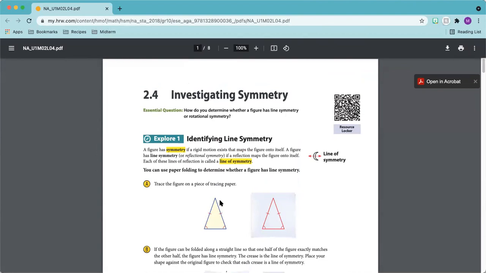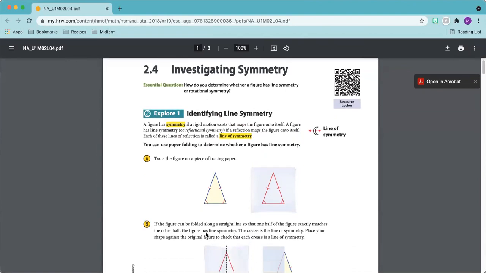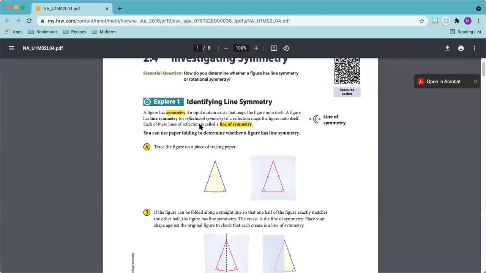All right, so investigating symmetry. We all know what symmetry is. If I take something and I fold it over itself, it matches up perfectly, okay? So we have here the vocabulary that we already did. A figure has symmetry if a rigid motion exists that maps the figure onto itself. So remember, rigid motion is the translation, rotation, and reflection. It doesn't change the size, right? If you change the size and then try to reflect it, it's not going to match up perfectly, okay?